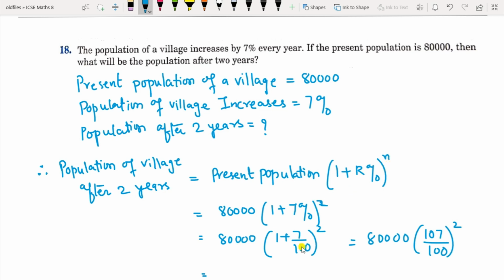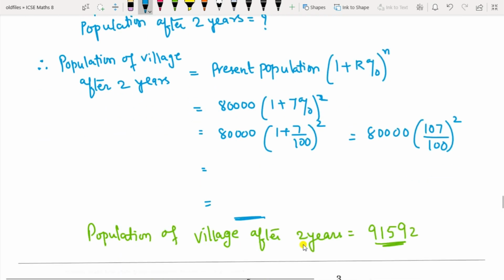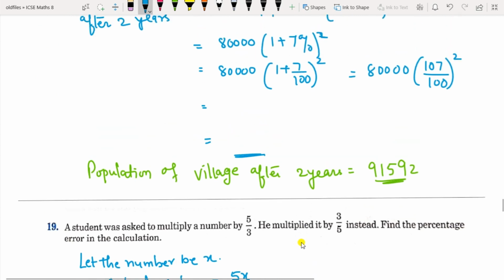So substitute the values accordingly. After taking the LCM, it will be 1 plus 7 by 100, that gives 107 by 100. And if you write 2 times and do the cancellation of the zeros, you will get the remaining as 8 into 107 into 107. And that will come out to be 91592. That is the population of the village after 2 years.